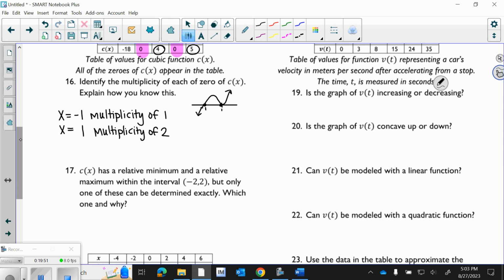And again, that is because the output values on each side of that point are both positive, which indicates it does not go below.